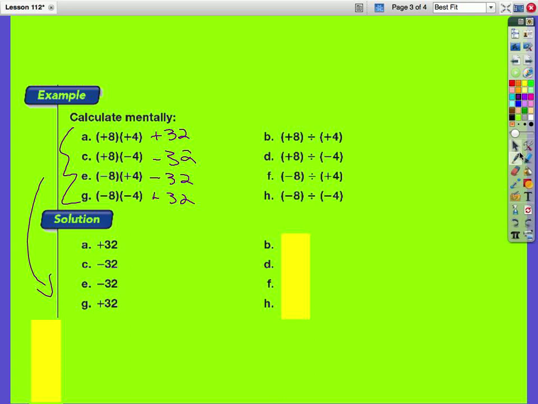Okay. Now if I look at the division problems over here. Notice how it's all 8 divided by 4. It doesn't matter what the signs are right now. 8 divided by 4 is going to be 2. So if I look, I have 2 for all my answers.